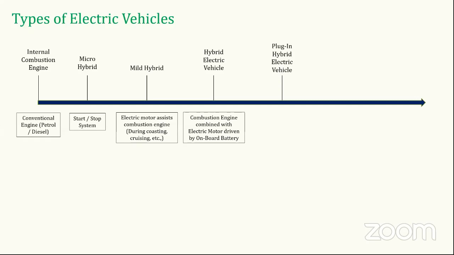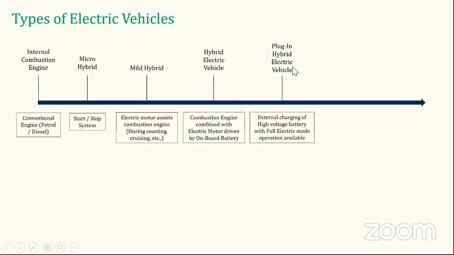So the next type is the plug-in hybrid, and the plug-in hybrid electric vehicles use rechargeable batteries that can be restored to full charge by connecting the plug to an external electric power source. So this is one of the differences between the hybrid and plug-in hybrid. The hybrid vehicle does not have an external connection where you can connect it to the electrical grid, but the plug-in hybrid vehicle helps to do that.